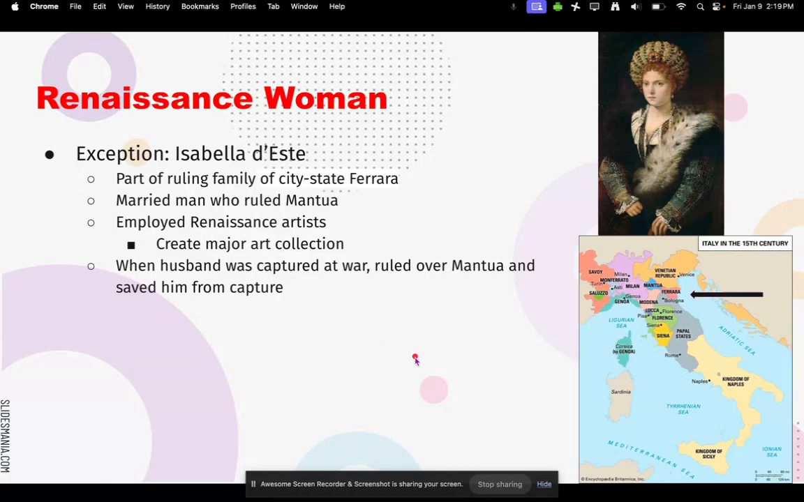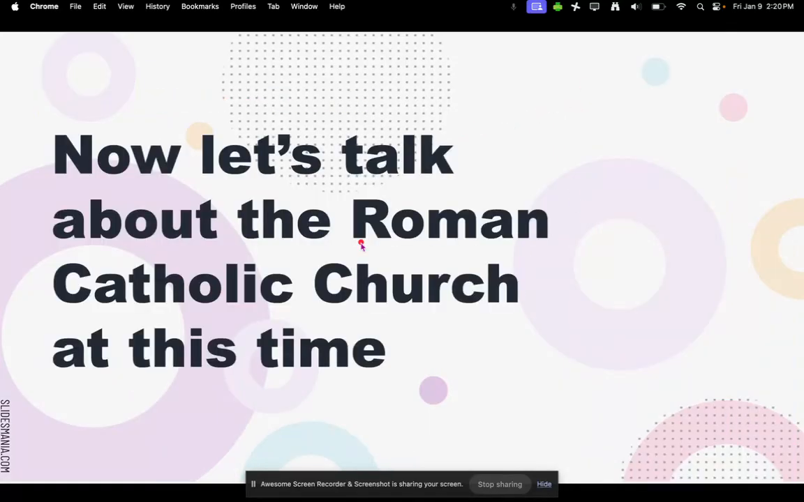So one of the kind of the cool exceptions to a Renaissance woman was this lady here. Her name is Isabella d'Este, and she was part of a ruling family in the city-state of Ferrara in Italy. So this is northern Italy. It's right here. She married a man who ruled Mantua, which is right here. And she employed a lot of Renaissance artists. Together, they had a major art collection. When her husband was captured at war, she actually ruled over Mantua and saved him from capture. So she did actually have political power. But again, most women did not have that chance in life during the Renaissance.